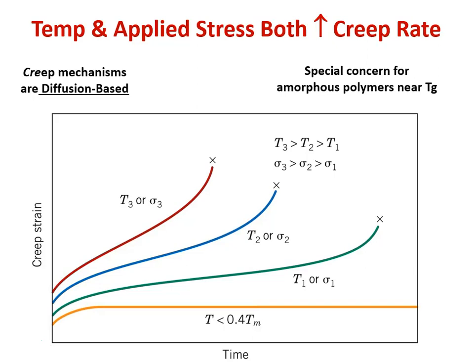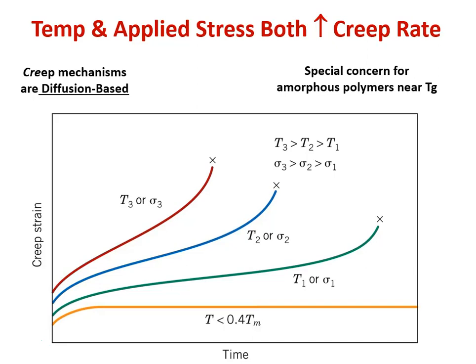So again, we have something loaded at a constant stress, and we are looking at the time-dependent strain, or creep strain, as a function of time. Total elongation is a function of time. And so we've got one material, and we're looking at the effect of either temperature or total applied stress.